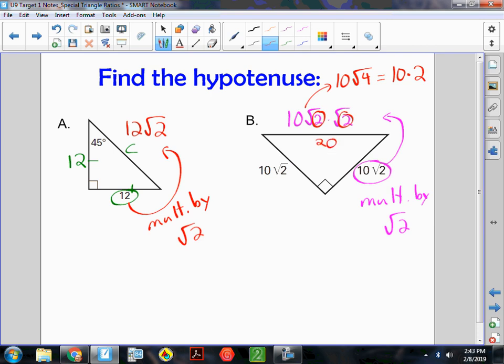So this triangle is 10 root 2 for one side, 10 root 2 for the other side, and 20 for the other one. We take the side length, 10 root 2, multiply it by another square root 2. That's my ratio, 1, 1, square root 2. So you multiply the short side by the ratio, square root 2, and that gives me my result.